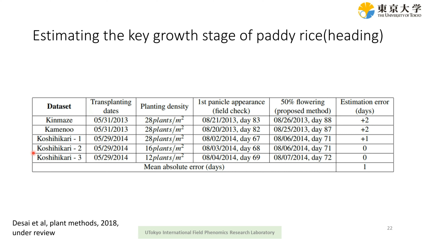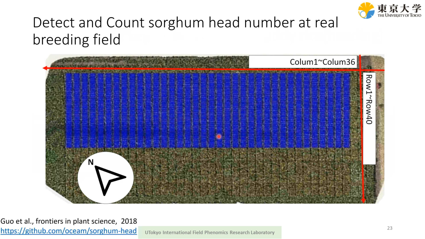As you can see over here, we tested several different datasets, several different varieties, and several different plant densities. It all works very well for the case of this study. Then I would like to move to the last case study.